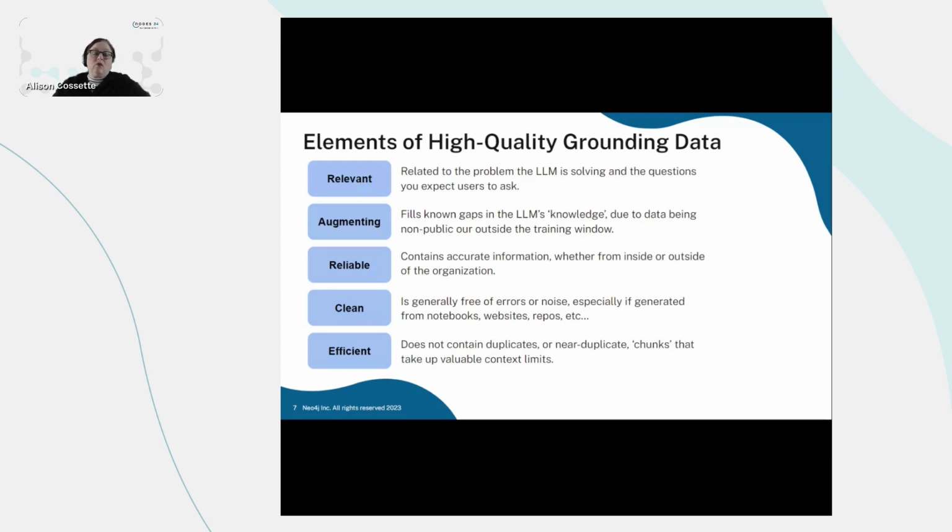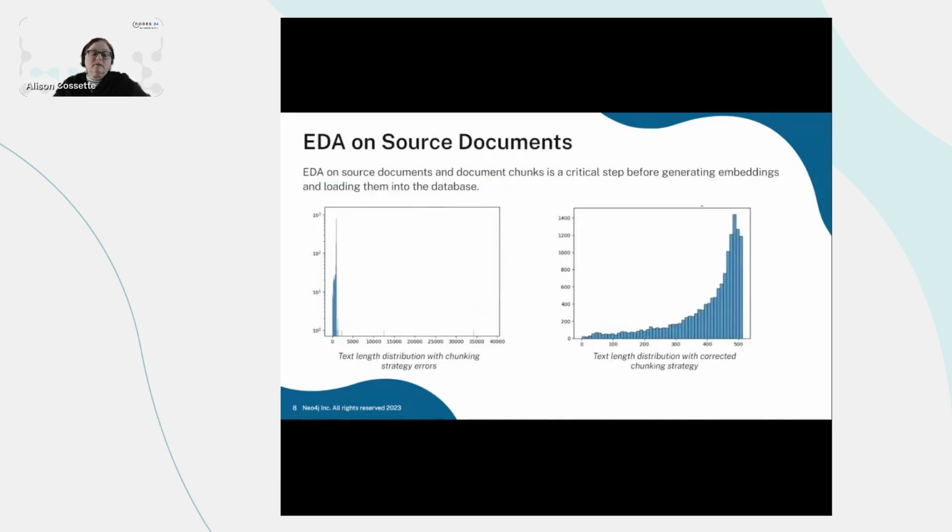We need to make sure that we don't have a lot of duplicates or near duplicates, and that we have really valuable context that's being returned. So let's dive into this a little bit. How can we actually use the tools and the skills that we have as data science practitioners to help meet this threshold for high quality grounding data?